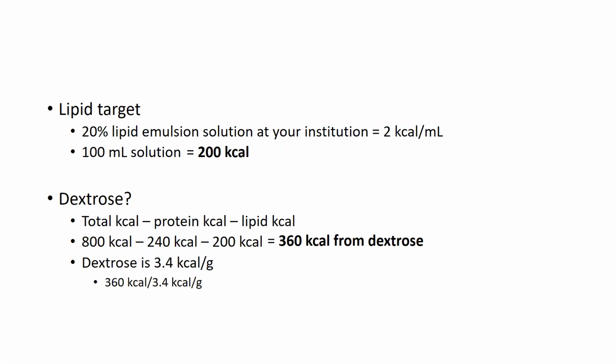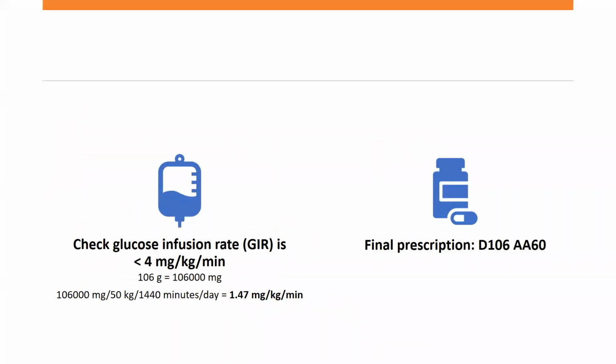To determine the grams, dextrose is 3.4 kilocalories per gram. That gives you 106 grams of dextrose. In the D70 solution, 70 grams per 100 mL is the D70 solution. That gives you 151 mL of dextrose. The final thing you have to do is make sure that the glucose infusion rate stays below 4. And there's a math there.